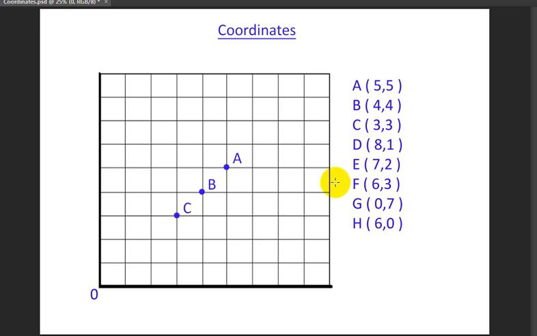Next up we have D at 8, 1. 1, 2, 3, 4, 5, 6, 7, 8, and then 1 up. So here. And that's D. E is at 7, 2. So 1, 2, 3, 4, 5, 6, 7, and 1, 2 right there.